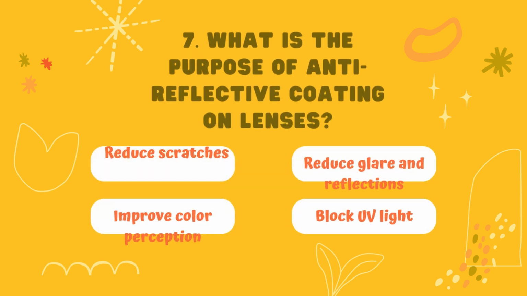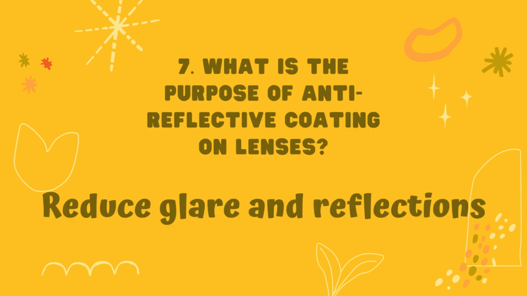Question 7. What is the purpose of anti-reflective coating on lenses? Is it A. To reduce scratches, B. To improve color perception, C. To reduce glare and reflections, or D. To block UV light? The correct answer is C. To reduce glare and reflections.